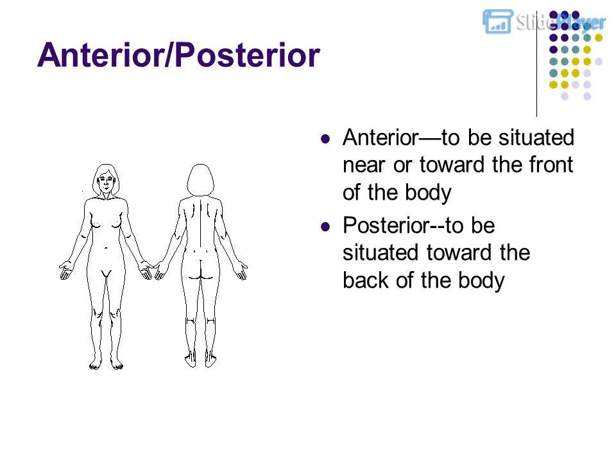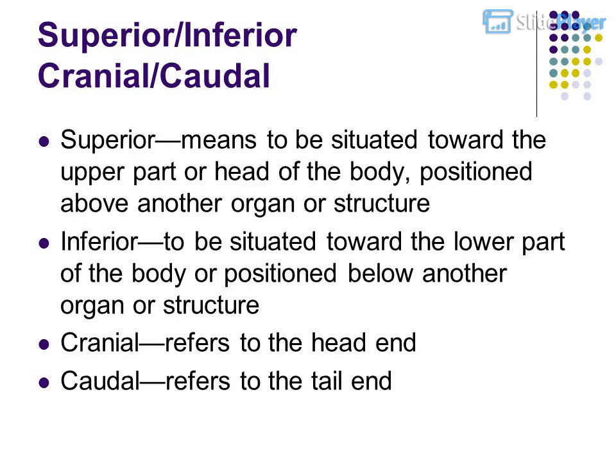Anterior/posterior. Anterior, to be situated near or toward the front of the body. Posterior, to be situated toward the back of the body. Superior/inferior. Cranial/caudal. Superior means to be situated toward the upper part or head of the body, positioned above another organ or structure. Inferior, to be situated toward the lower part of the body or positioned below another organ or structure. Cranial refers to the head end. Caudal refers to the tail end.